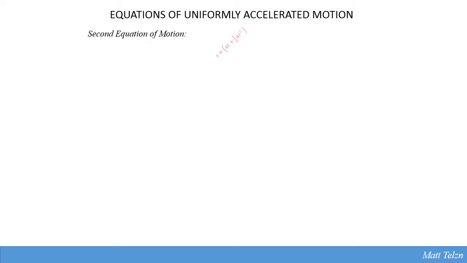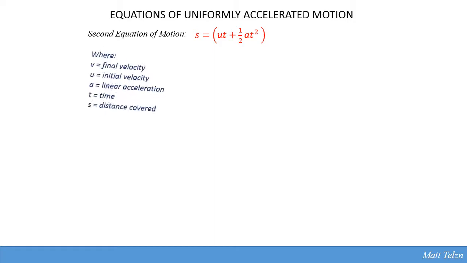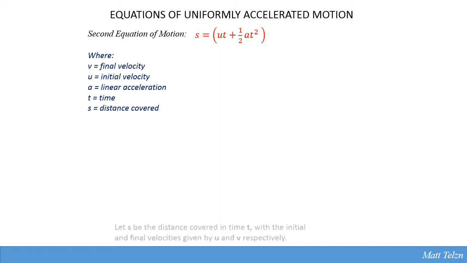This is the second equation of motion: s, which is the distance, equals ut plus half at squared. And we all know from our first equation that we have defined all the variables inside. v is our final velocity, u is our initial velocity, a is our linear acceleration, t is the time interval, and s is the distance covered.